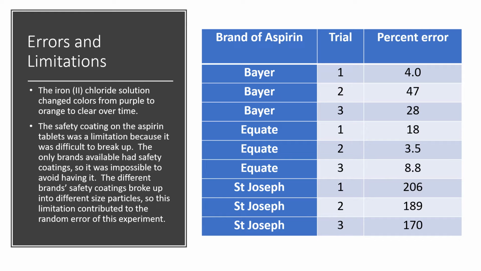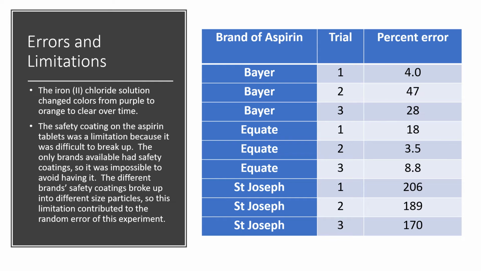As you can tell, the Equate was very accurate to what I expected it to be. The Bayer varied, but I think that was likely due to some random errors that occurred within the experiment. And all of these values for Bayer and Equate are underestimates. St. Joseph was 206% over the expected 81 milligrams, and so obviously this is highly unlikely.